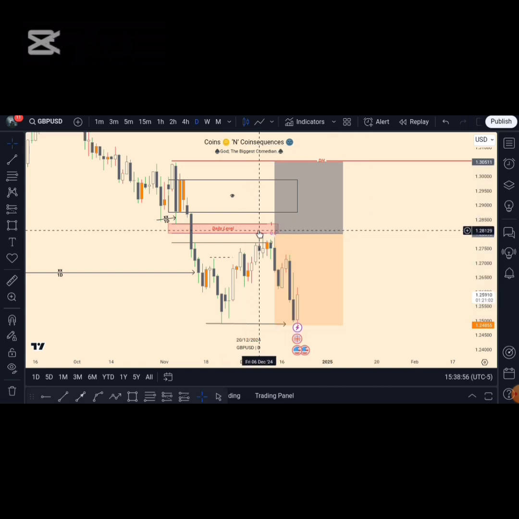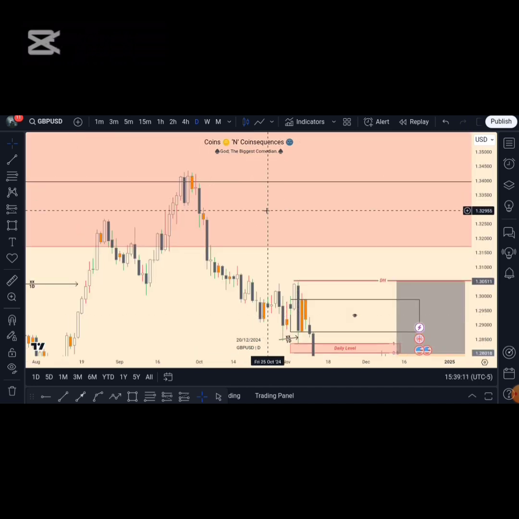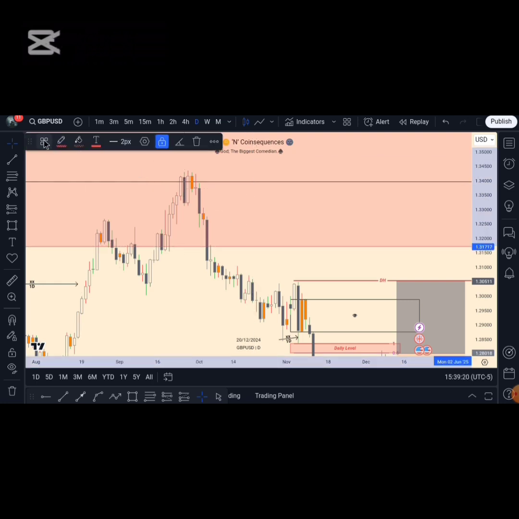Since you mark your POI here or here, then you go down to 4 hours time frame or 2 hours time frame to pick your change of character on this daily zone, just as we picked our change of character on the monthly zone. Yeah, sorry, this should be identified as a monthly, not daily. Sorry about that. Okay, good.